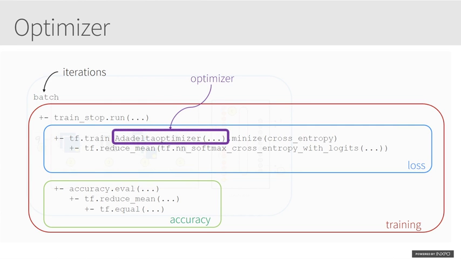And how we optimize it, in this case, we're using AdaDelta. There are other optimizers that you can try. In fact, the original code uses Adam, but I altered it to use AdaDelta.